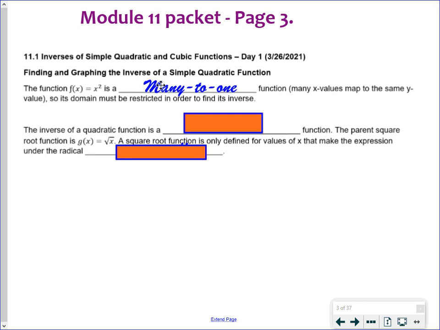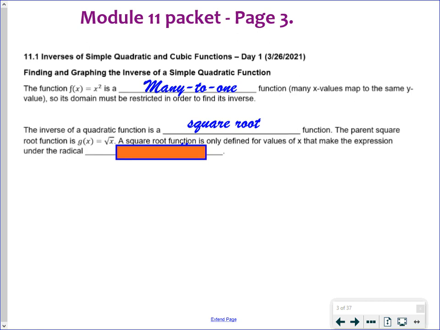What a many-to-one function means is that you have multiple x's that give you the same y value. For instance, f of x equals x squared. When x equals -2, you get 4, and when x equals 2, you also get 4. That means it's a many-to-one function because you have multiple x's giving you the same y value. All right? And the inverse of a quadratic function is going to be a square root function.